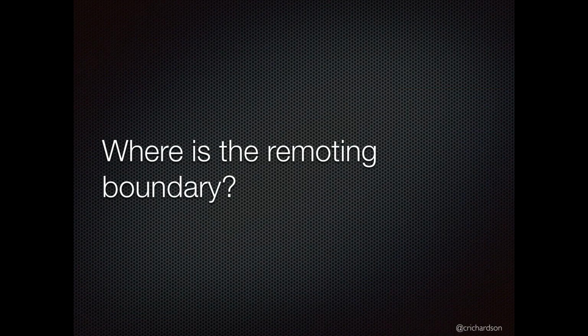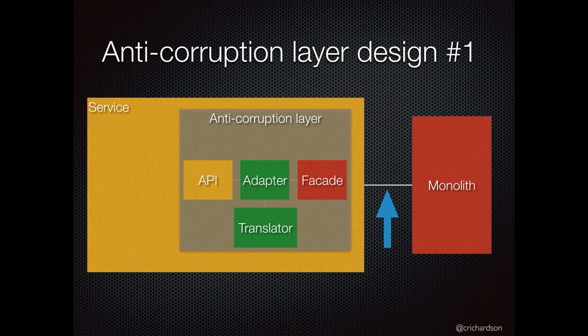One interesting issue that many people ask is, where does the anti-corruption layer reside? Another way of expressing that is, where is the remoting boundary between the service, the anti-corruption layer, and the monolith? There are a few different options. One strategy is to have the anti-corruption layer as a module inside the service, and then the facade makes remote calls into the monolith. So that's one strategy.